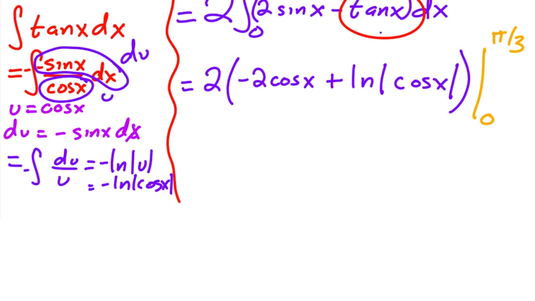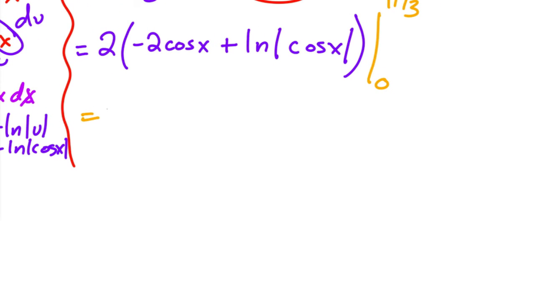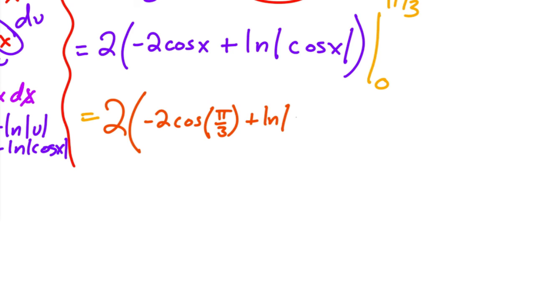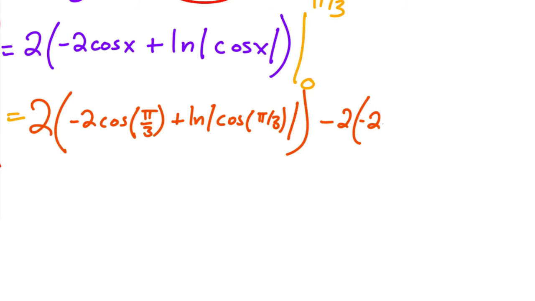Okay, so hopefully that wasn't too fast. But so then we just plug everything in. So we have 2 times negative 2 cosine of pi over 3 plus natural log of cosine of pi over 3 minus 2 times, I'm running out of room here, so I'll just move it over. Okay, negative 2 cosine of 0 plus natural log of cosine of 0.